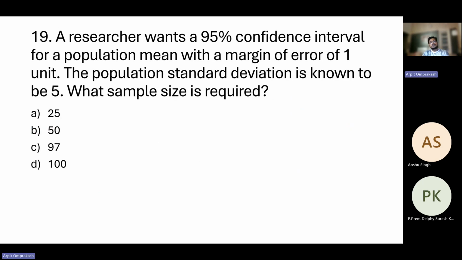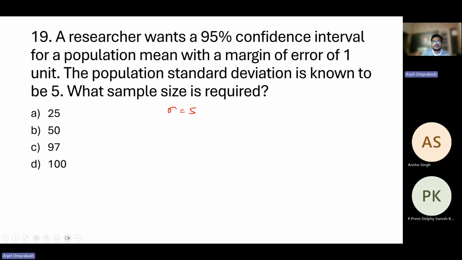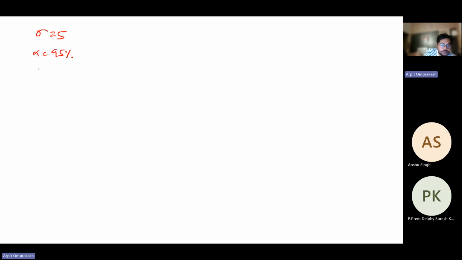The next question is, a researcher wants a 95% confidence interval for a population mean with a margin of error of 1 unit. The population standard deviation is known to be 5. What is the sample size that is required? So the population standard deviation sigma is given as 5. Confidence level is 95%. Margin of error is 1, so E is equal to 1.